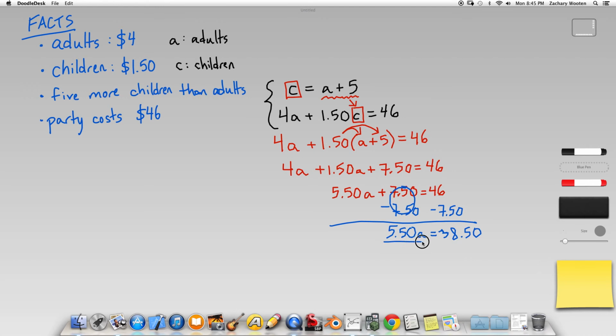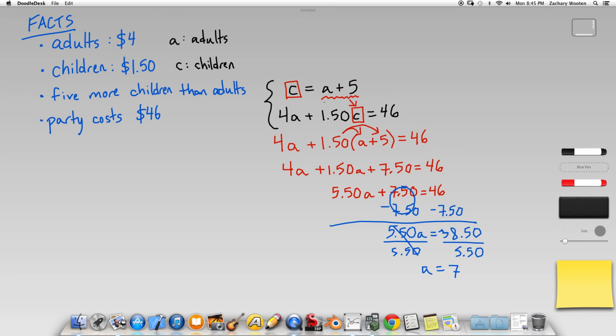If I just divide out that 5.50 on both sides, that cancels everything out over here except for the A, which is what we wanted to do to figure out how many adults there were. So I divide this side by 5.50 as well as this side. Again, you could take your calculator and divide 38.50 by 5.50, and what you're going to get is 7. Okay, so that means there are 7 adults.